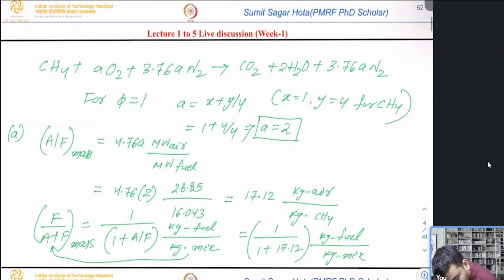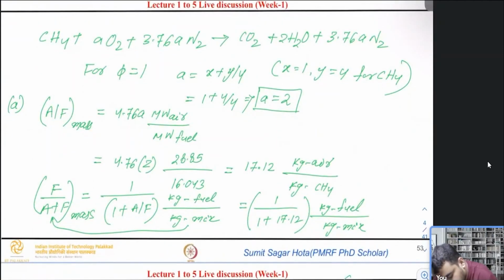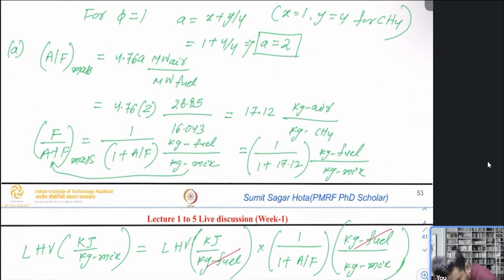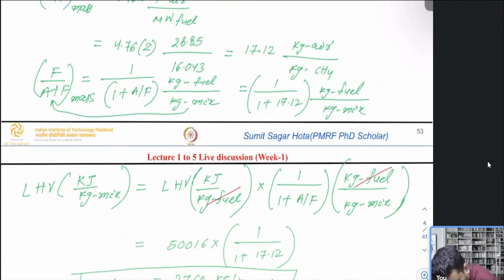Now I write down the equation of methane combustion: CH4 plus a times (O2 plus 3.76 N2) gives CO2 plus 2H2O plus 3.76a N2. For phi equal to 1, a is equal to x plus y by 4, where y equals 4, so a equals 2. So what is the air fuel ratio? The air fuel ratio is 4.76a into molecular weight of air divided by molecular weight of fuel, and the value comes out to be 17.12 kg of air per kg of CH4.